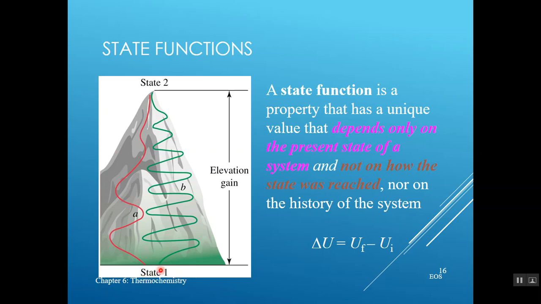So the base of the mountain here would be representing the initial state. The peak would represent the final state. And it doesn't matter if one person takes this journey labeled A or this journey labeled B to go from state 1 to state 2. The elevation gain would still be the same. All right? So the elevation gain would basically be analogous to the state function delta U. Okay, so delta U, it doesn't matter how you get from the initial to the final state, delta U would be equal to the difference between those two values.